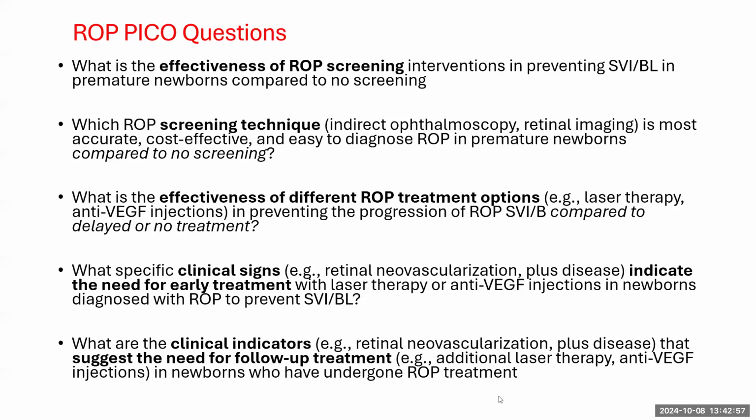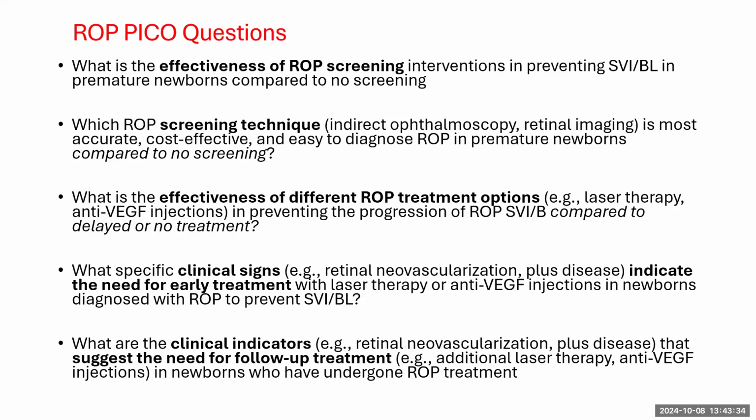The same with the technique of the screening. You have to say if it is indirect ophthalmoscopy or retinal images and what is accurate and cost effective. So in every question, you give all the arguments to choose a policy. And in terms of effectiveness of treatment, of course, if it is laser or injections, compared to delayed treatment or no treatment, which is better to prevent blindness?